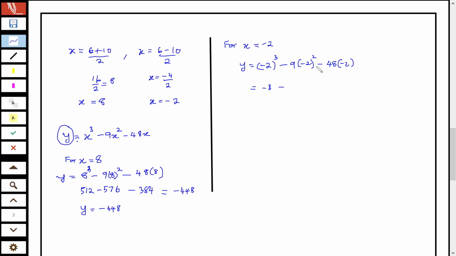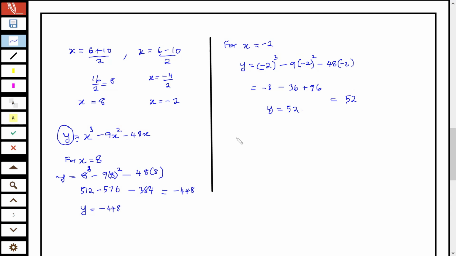minus, now negative 2 squared gives us a positive 4 times negative 9 is negative 36. And then negative 48 times negative 2 gives us a positive 96. Now, negative 8 minus 36 plus 96 gives us 52. So the value of y in this case is 52. So y is equal to 52.